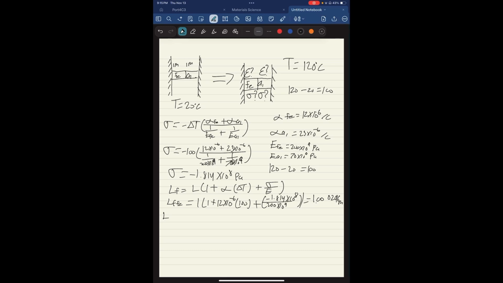Now we're going to move on to the final length of aluminum, which is equal to the original length, which is 1, times (1 plus 23 times 10 to the negative 6 times 100 plus our stress, which is negative 1.814 times 10 to the 8, over 70 times 10 to the 9), which, if you plug that into your calculator, will give you 0.9999707 meters.